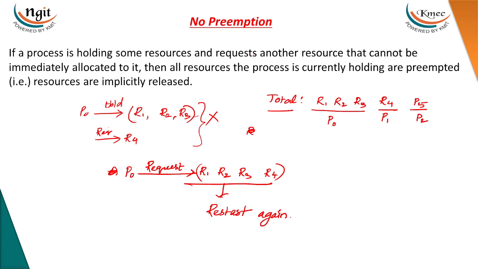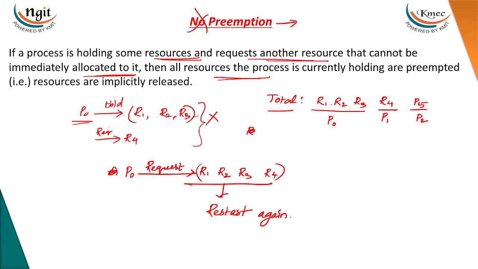Okay, the next condition is no preemption. So to break the no preemption, we need to convert no preemption to preemption. So how will this be done? If a process is holding some resources and requesting another resource that cannot be immediately allocated to it, then it releases all its currently holding resources. Then again it requests the additional resources.